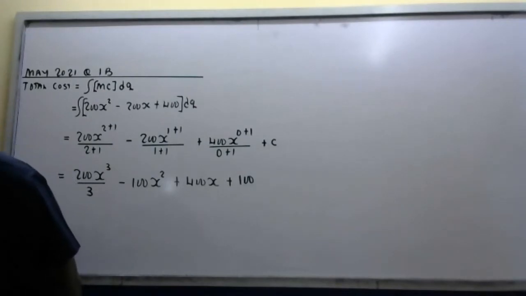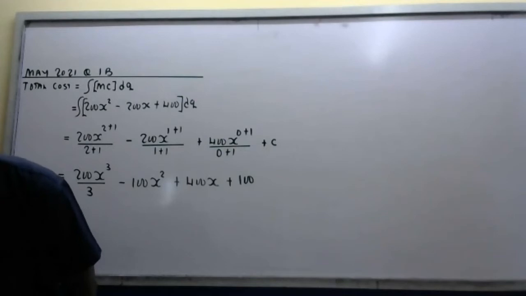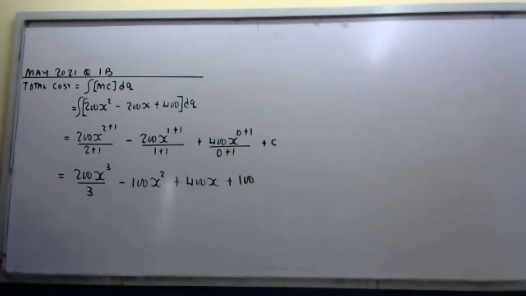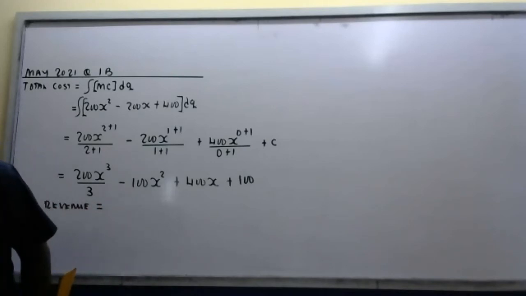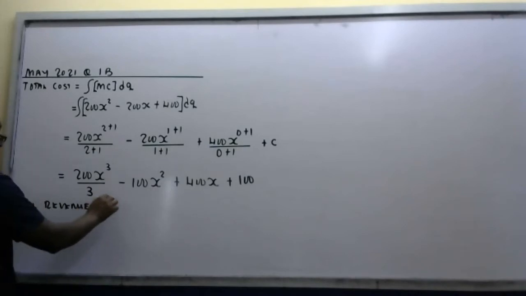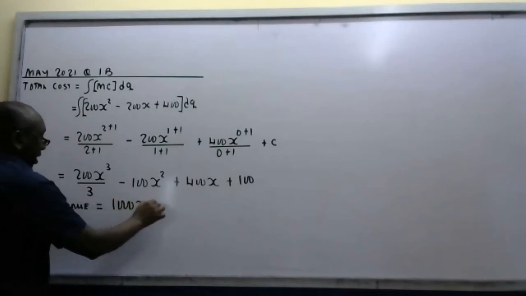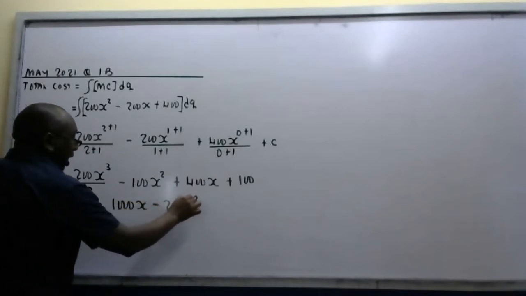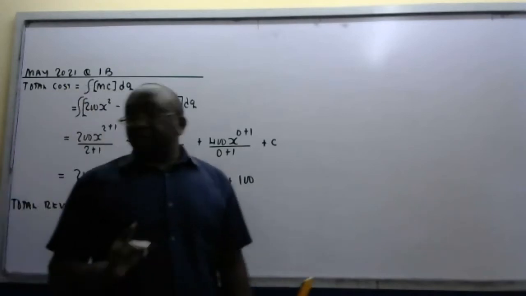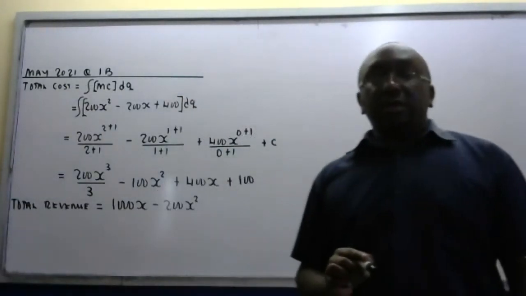The second one is total profit. But before you get the total profit, you need the total revenue function. Total revenue is already given in the question: 1,000x minus 200x squared. So that one is already given. We don't need to compute it like we did with the other one.